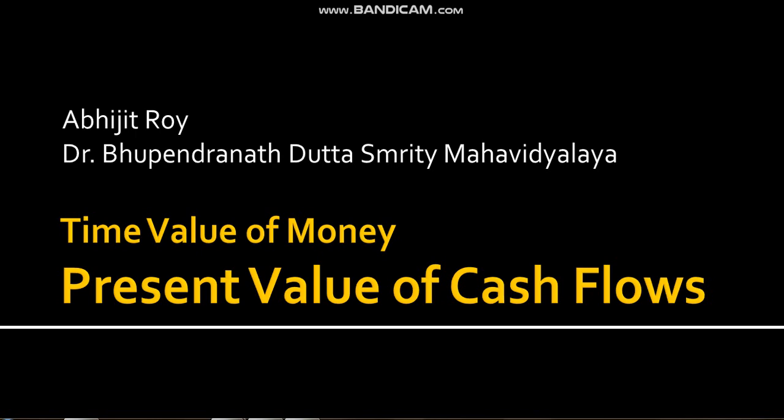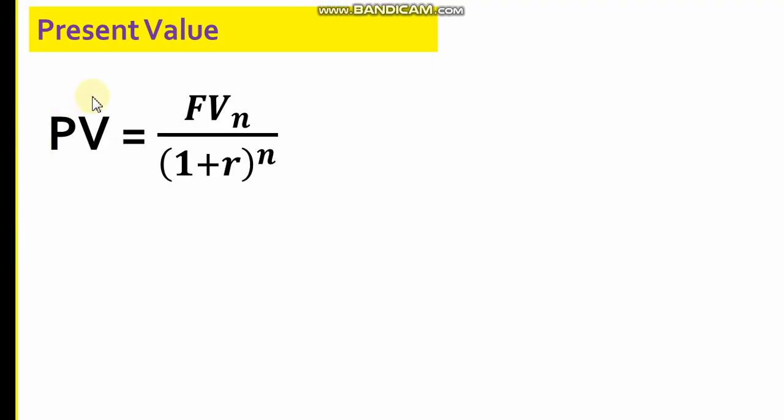That means the value in future will be given, and we'll try to calculate what is the worth of that future value today. How do you calculate? The formula is this: present value is future value at some time in future, that is the nth year, and this n can be 1, 2, 3, 4, any year, divided by (1 plus r) whole to the power n. Now what are these? FV stands for future value, n stands for at what point of time in future, r is the discounting rate.